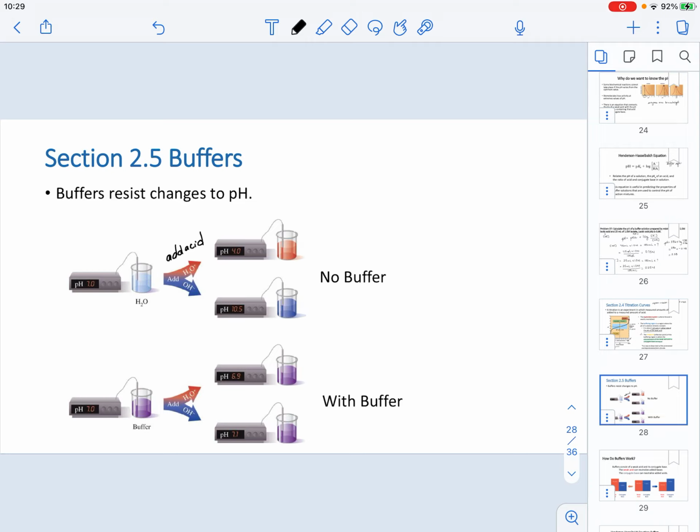What's going to happen is that the water is going to act as a base, and that acid is going to contribute a lot of protons. So if we have a high concentration of protons, that's why we observe a drop in the pH value. Now, let's say that we have a brand new beaker of just water, and instead of adding acid, we add base.